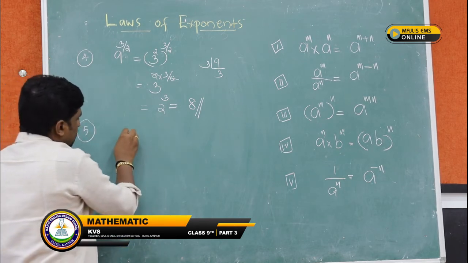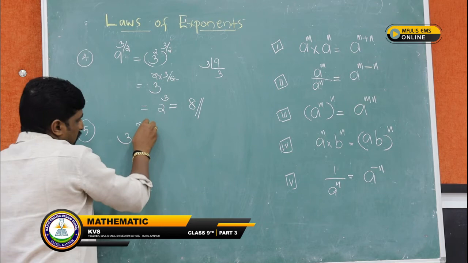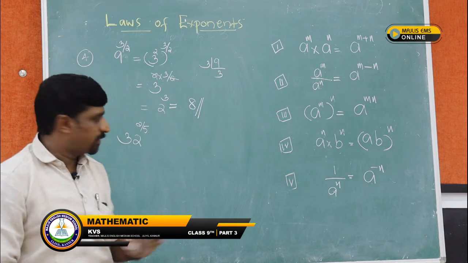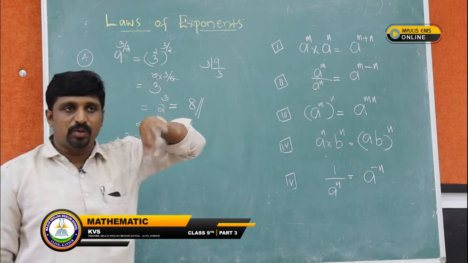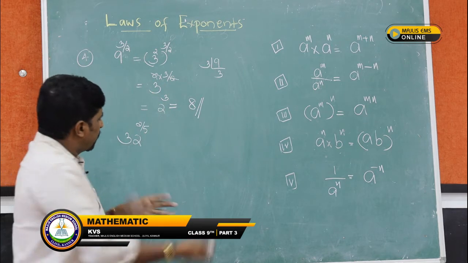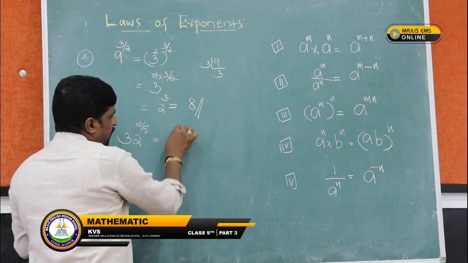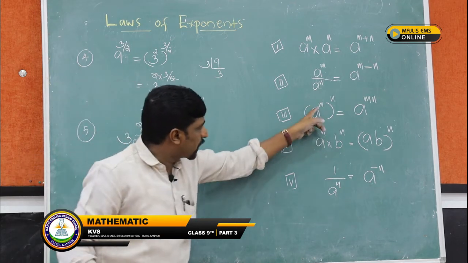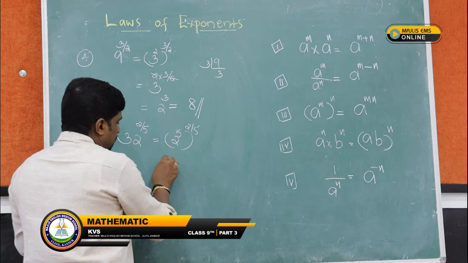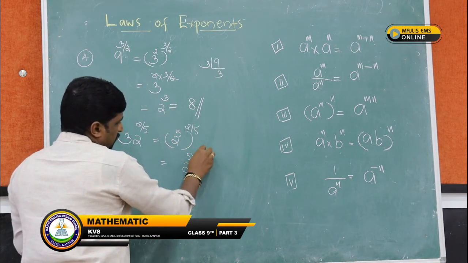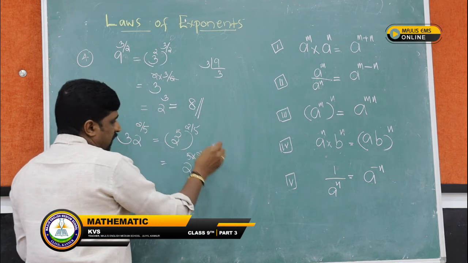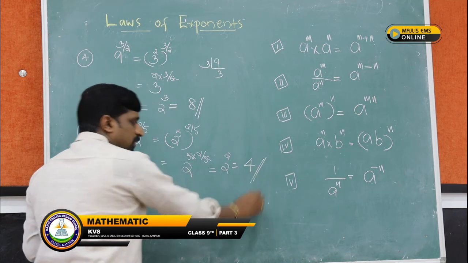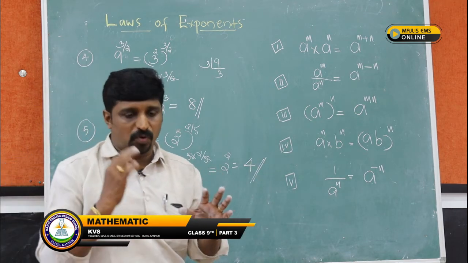Then the next question is like this: 32 raised to 2 by 5. The factorization of 32 you already know: 2, 2, 2, 2, 2. Therefore, directly we can write 32 as 2 raised to 5, whole raised to 2 by 5. Same form, a raised to m all raised to n, that is 2 raised to 5 into 2 by 5. 5 will cut, remaining 2 raised to 2, we got the answer 4. 2 raised to 2 becomes 4. Clear, okay.